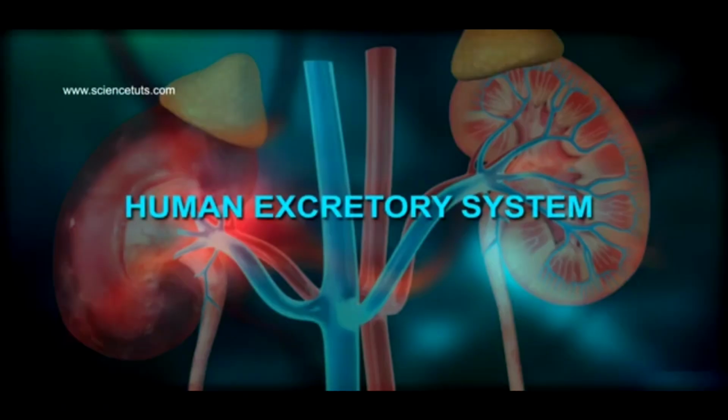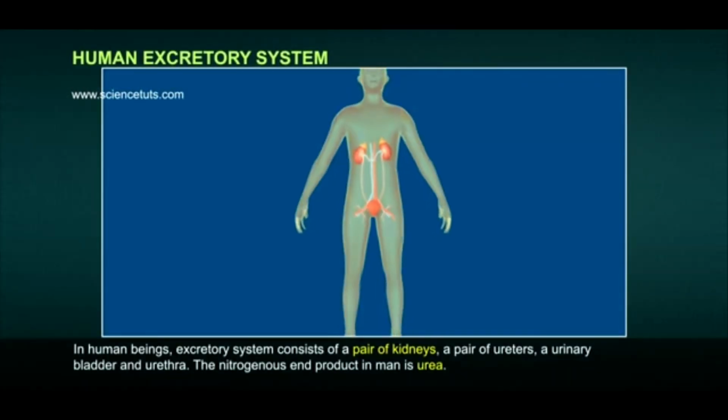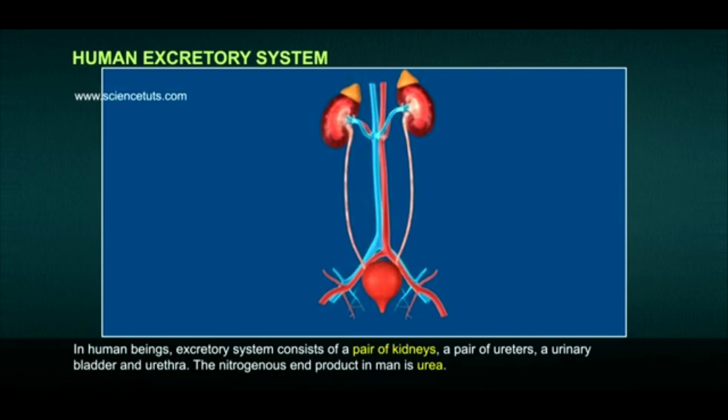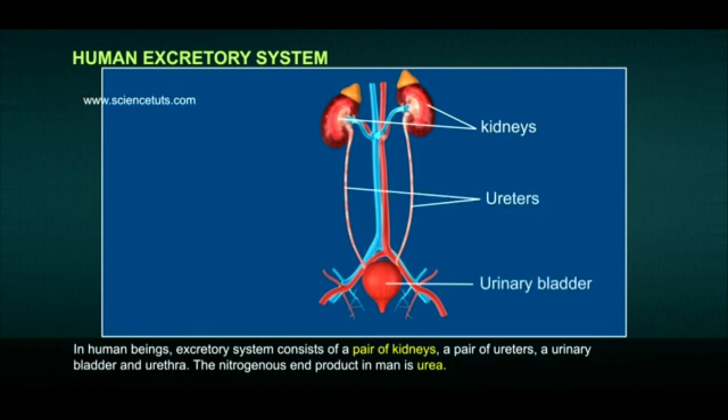Human excretory system. In human beings, the excretory system consists of a pair of kidneys, a pair of ureters, a urinary bladder, and urethra. The nitrogenous end product in man is urea.